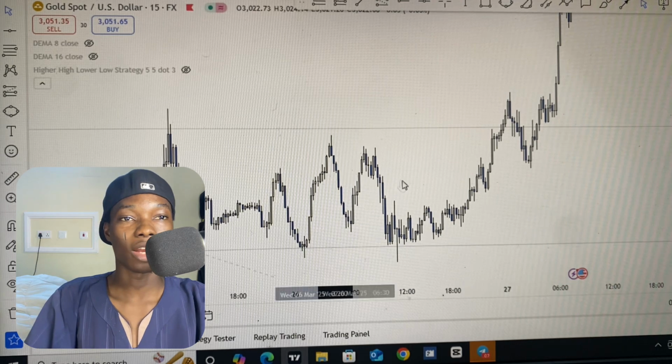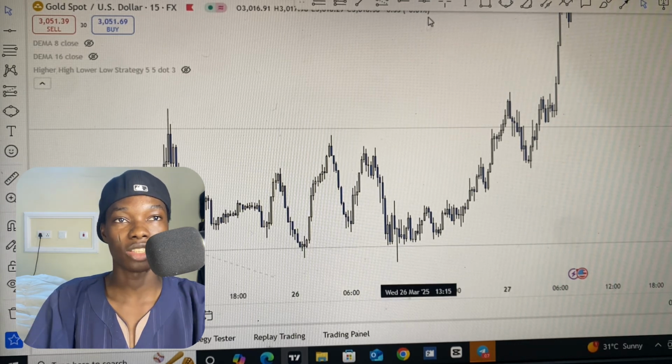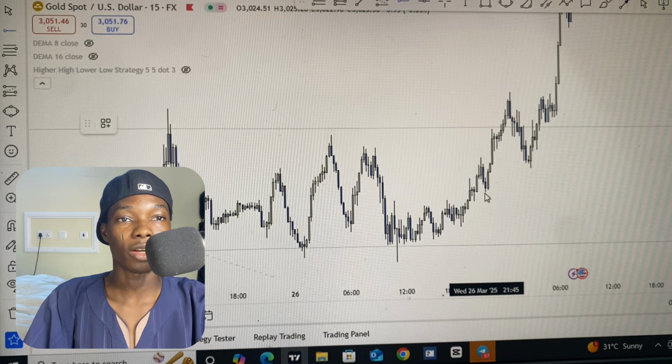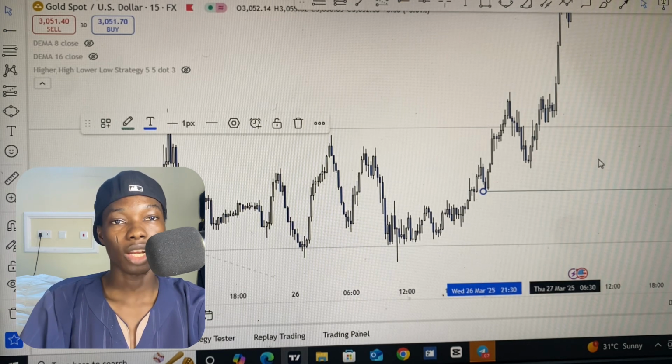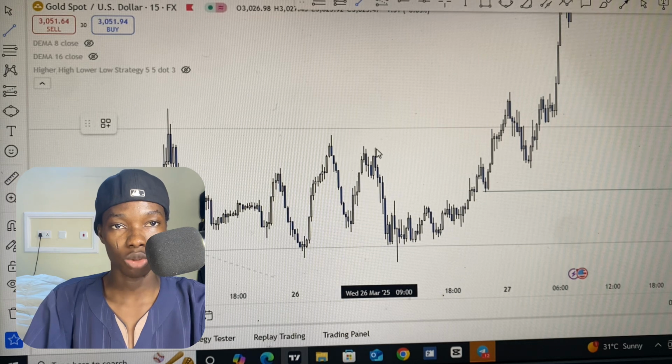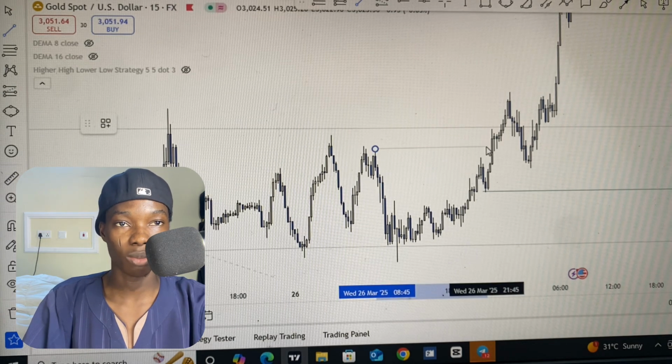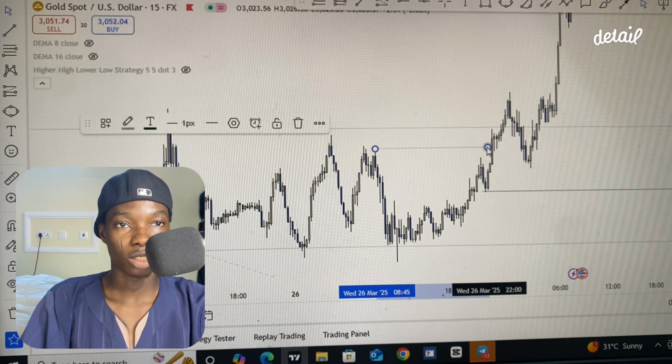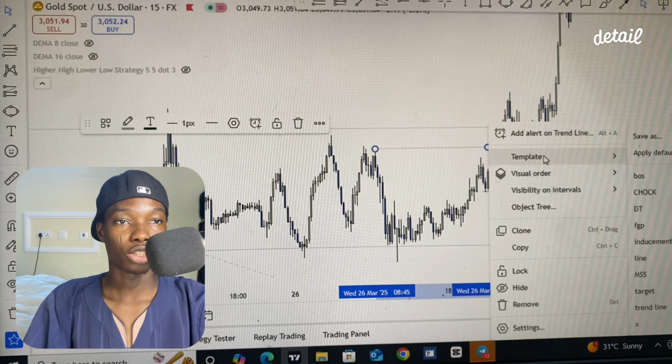Where is our last low that printed this last high? This is our last low over here. This is our last low where the market shifted structure. This is our market structure shift over here, or you can say break of structure or change of character. This is our CHoCH over here, our change of character.